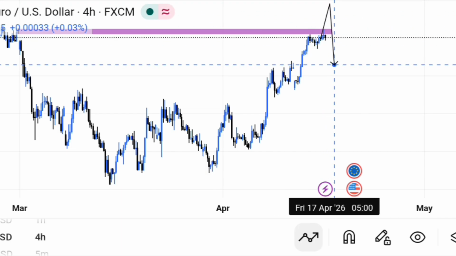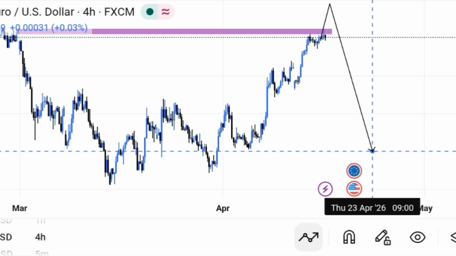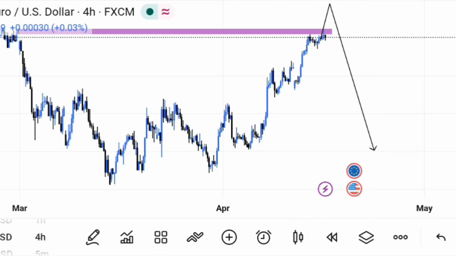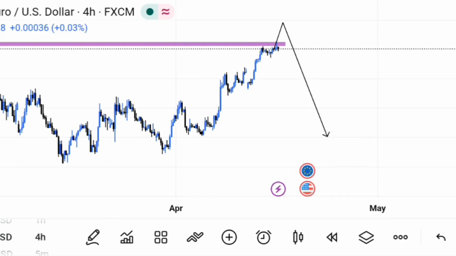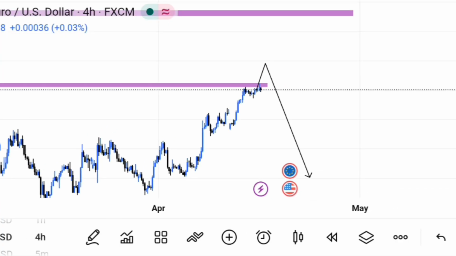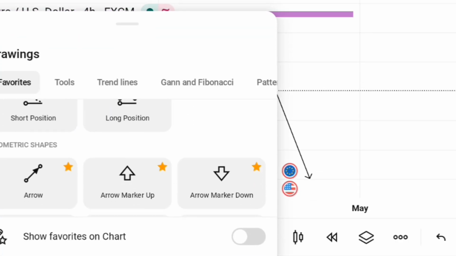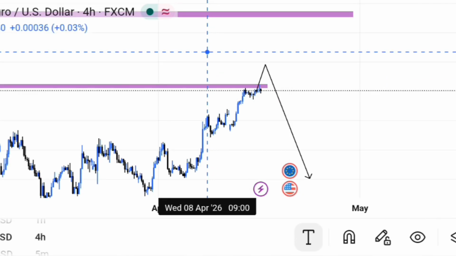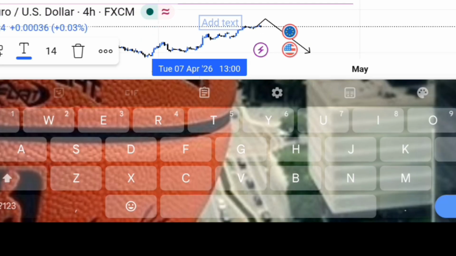Then there will be no correction. So this is called a manipulation. People that entered around that fake out side have been manipulated, like they have been liquidated of their money. So you have to wait for things to complete before entering a trade. That's not a correction, that's a fake out and a manipulation.